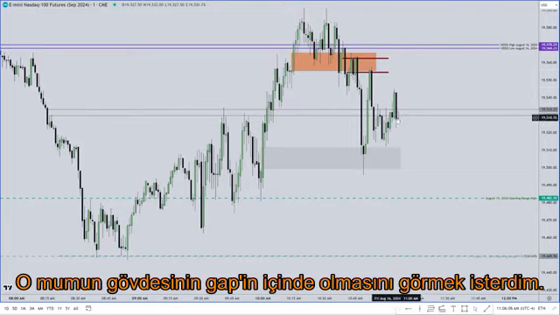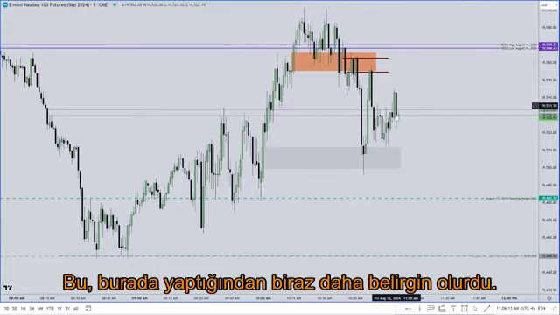I would have liked to have seen that candle have the body inside of that gap. That would have been a little bit more obvious than what it did here.